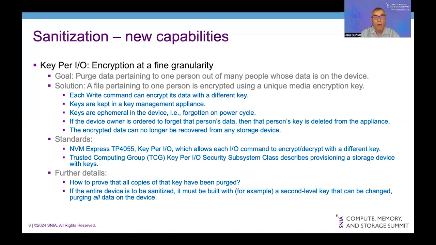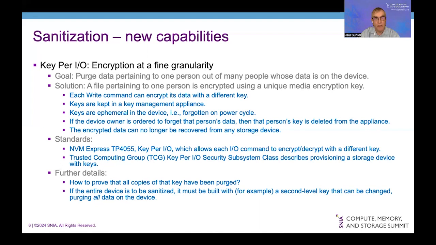Then the keys are gone and they would not be able to decrypt the data on that device. Now, what happens once you've encrypted the data with different keys for different people's data? If the device owner receives an order to forget that person's data, then that person's key is deleted from the key management appliance. And at that point, the encrypted data can no longer be recovered from any storage device to which it was written using that key.